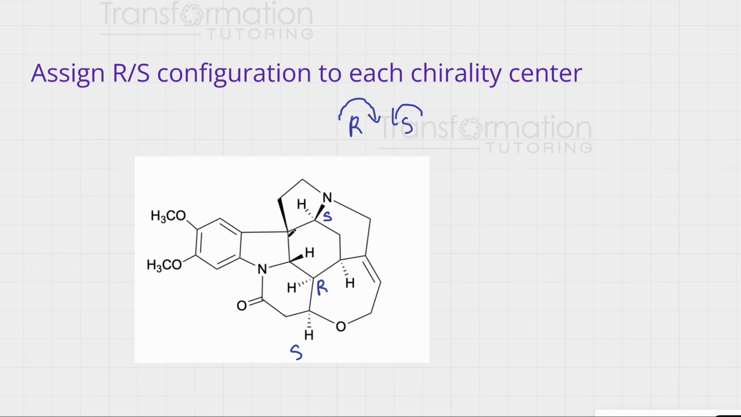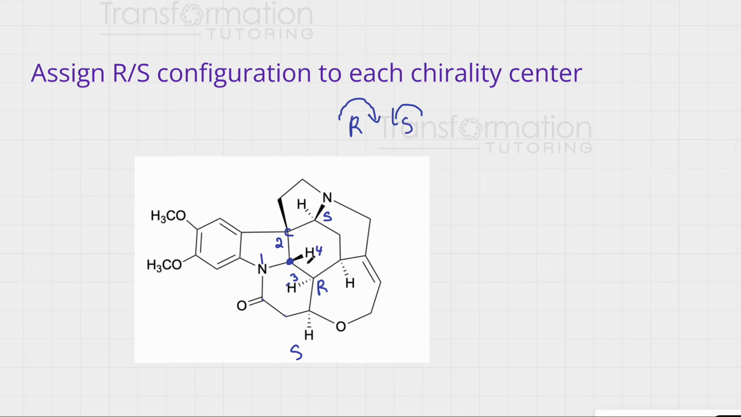And we have 2 more chirality centers here. Hydrogen gets a number 4. Now, we're looking at this carbon, so it's attached to a hydrogen, a nitrogen, a carbon, and another carbon. Nitrogen is right away the biggest atomic number, so it gets number 1. This carbon is attached to 3 other carbons. This carbon is attached to only 2 carbons. So this gets a 2, and this gets a 3. Now let's connect 1 to 3. It looks like it's going in the clockwise direction. It looks like it's R.